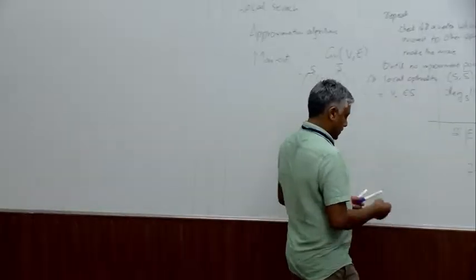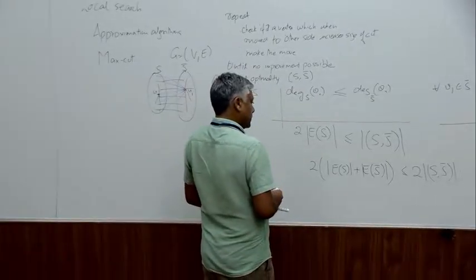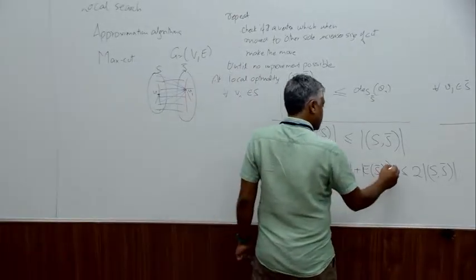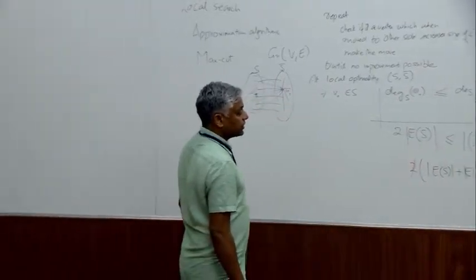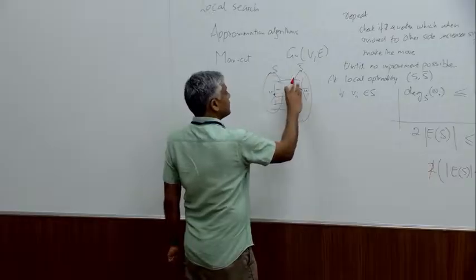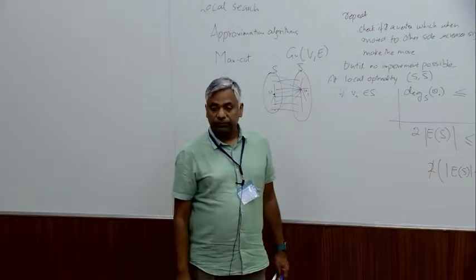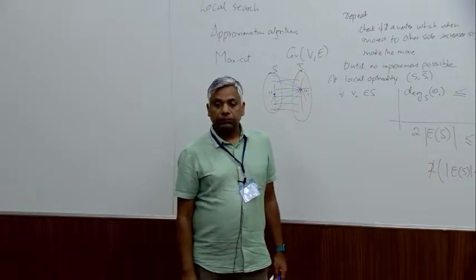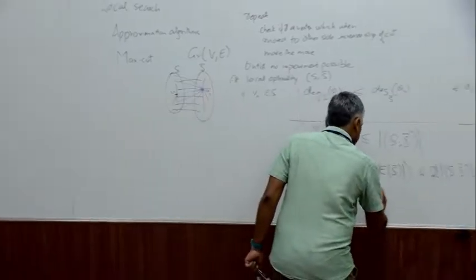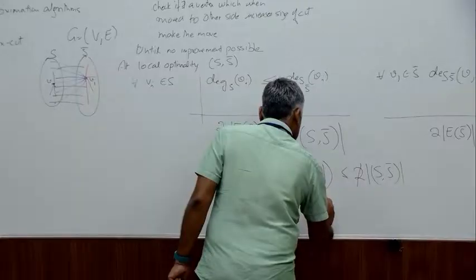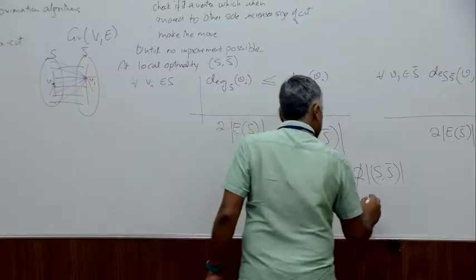Okay. Let's get rid of the 2's. So what do we see? Size of the cut S, S complement is larger than the number of edges here and the number of edges here. Yes? So let's add the size of the cut S, S complement to both sides.